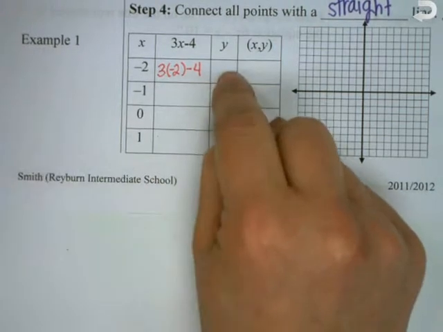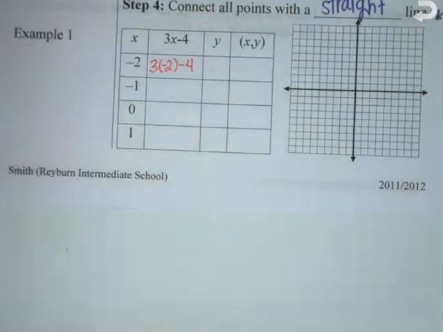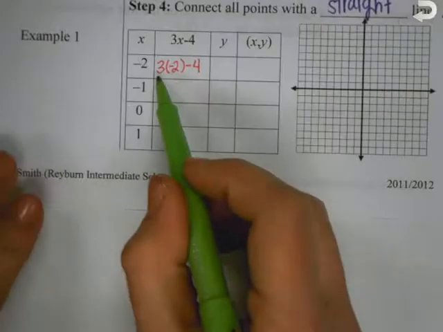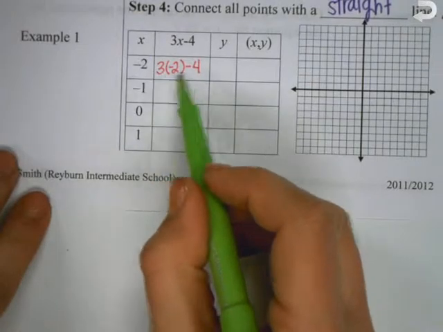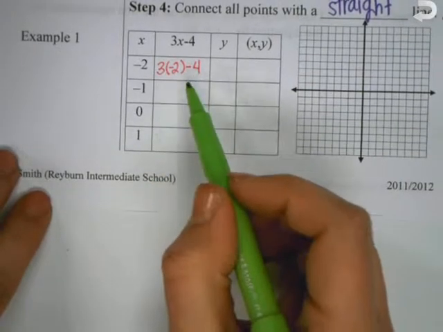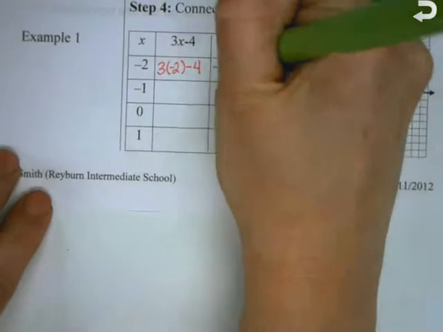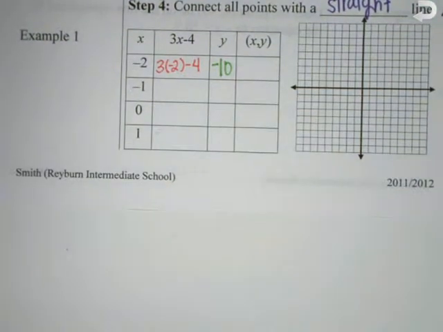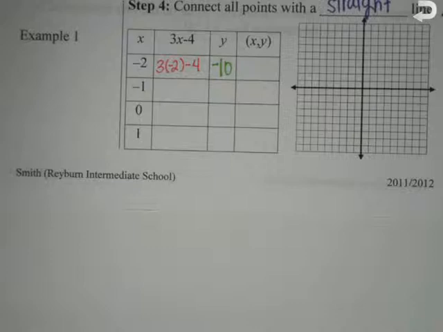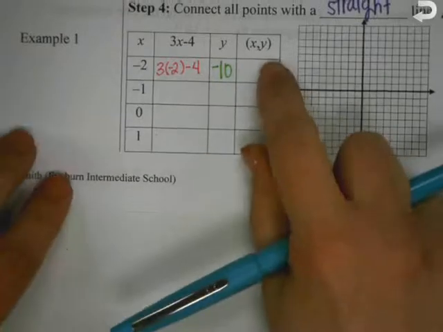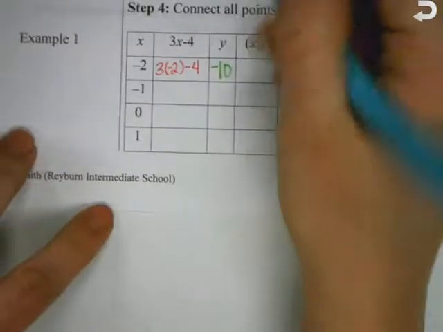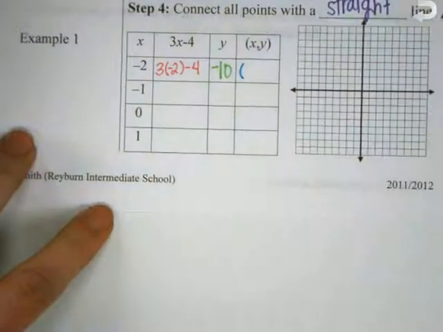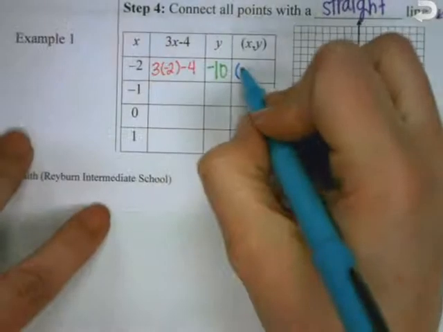So what is 3 times -2? -6, and -6 minus 4 is -10. So in the y column we're going to write -10. And then the last column is x comma y, which means they want us to write what the point is. So what would the point be? -2, -10.